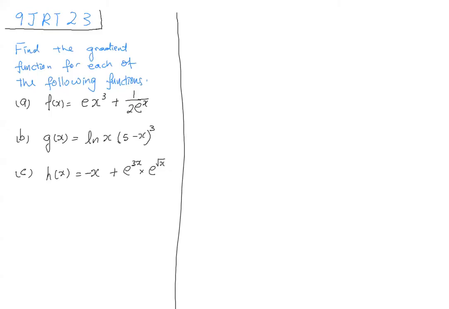Okay, Kevin, do you want to take part A? Should I rewrite something first before I do part A? Yes. Which one? The 1/2 e power x one. So I put 1/2 e to the power of what? Negative x. Okay, so I want the gradient function. I find the derivative. Okay, so Kevin?